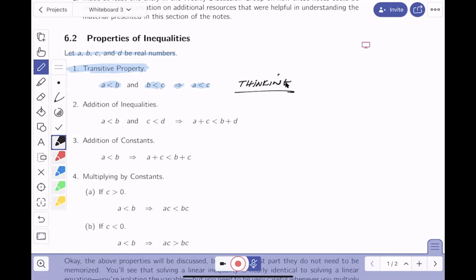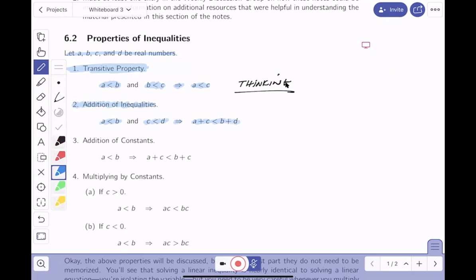Here's the problem, though. I've never seen them ask that question on the exams or in the homework. It's probably the most interesting question about inequality. It's also the most difficult one to deal with. All right, let's go to number 2. And number 2 says addition of inequalities. Well, they go on to say if A is less than B and C is less than D, then we could say A plus C is less than B plus D.